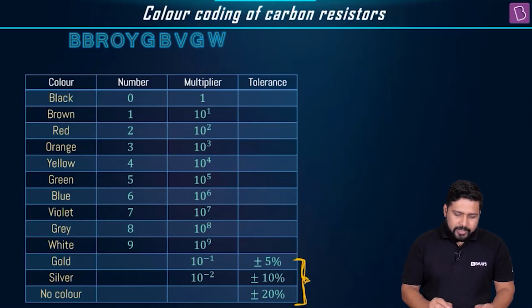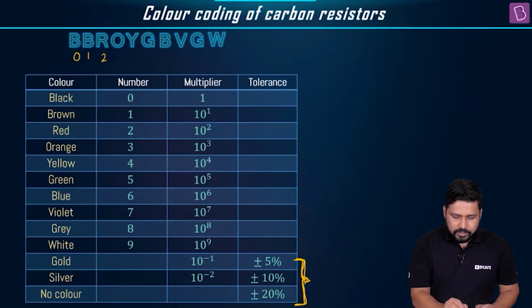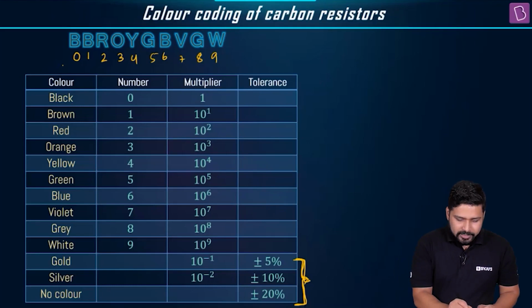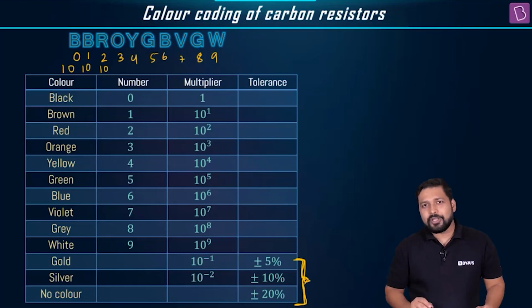Now we also know the numbers corresponding to this: this is 0, this is 1, this is 2, this is 3, this is 4, this is 5, this is 6, this is 7, this is 8, and this is 9. And the multiplier corresponding is nothing but 10 to the power of that one, right? 10 to the power of 2, 10 to the power of 3, and so on.